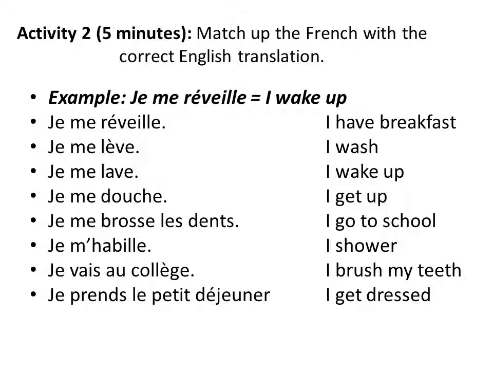You need to write down the French from the left-hand column and then find the correct English translation on the right-hand side and write it next to it. So copy down the French on the left and then find the correct English from the right-hand side. And you have an example done for you. The first one is Je me réveille, and that is I wake up. So you have 5 minutes to do this activity.